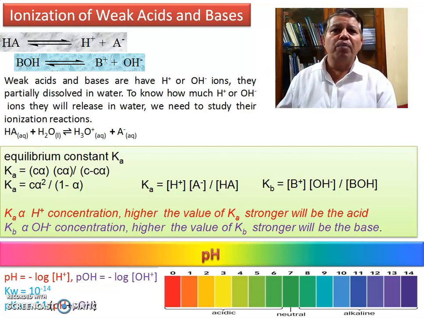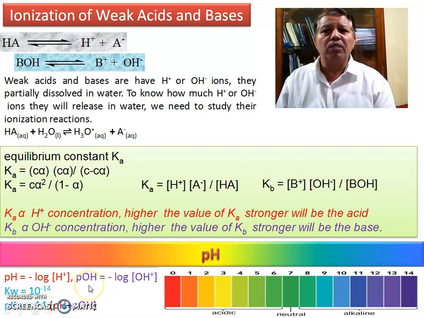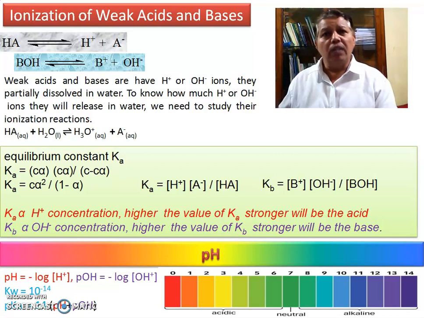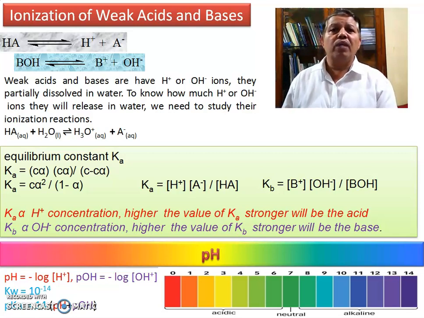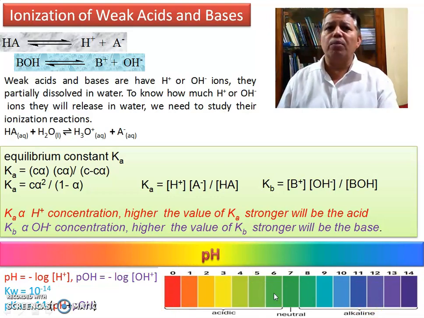We know that the equilibrium constant for the water, the product concentration, is 10 raised to minus 14, and therefore pKw is 14. From that, pH is equal to minus log of H ion concentration and pOH is minus log of OH ion concentration. In this way we understand that the pH of any solution, on the basis of hydrogen ion, ranges from 0 to 14, and the color of the pH scale goes from dark red to dark blue; within this range the pH of the solution is observed.